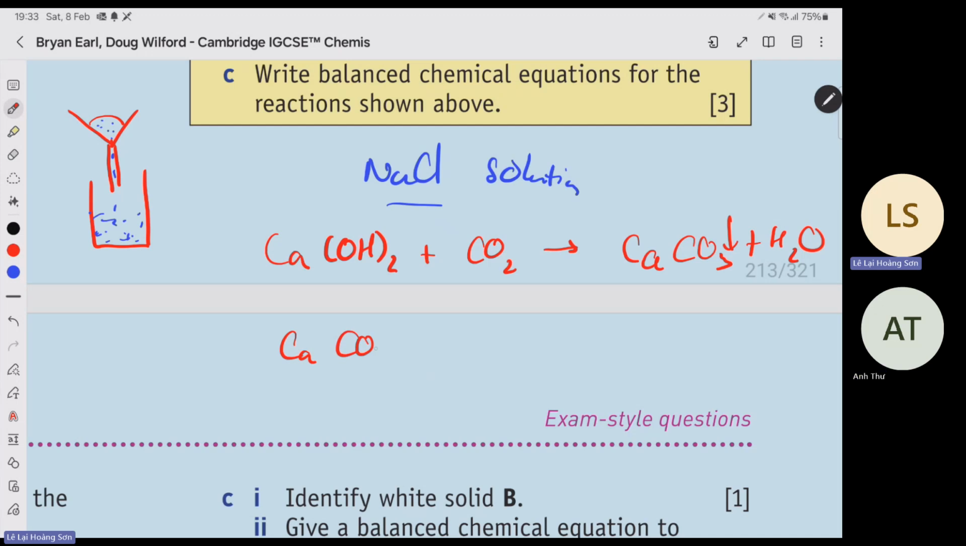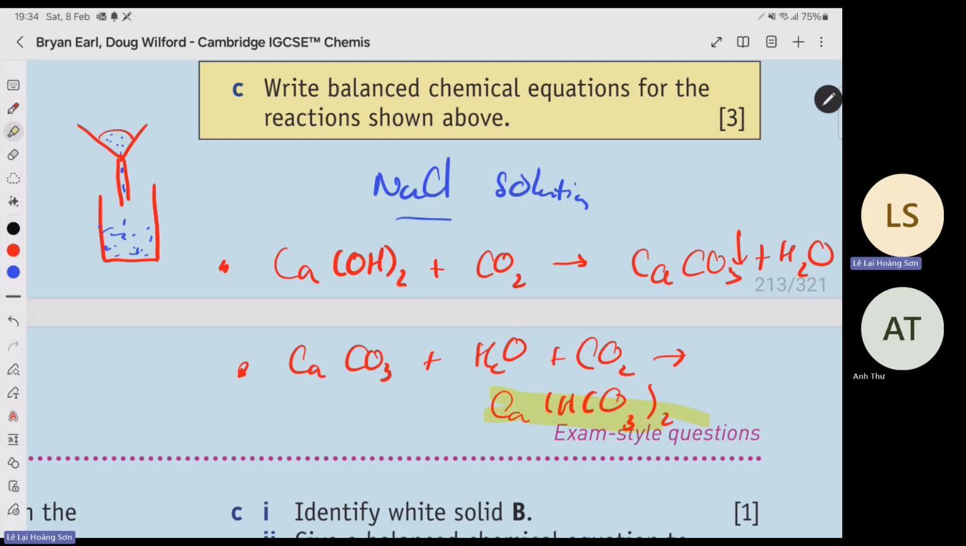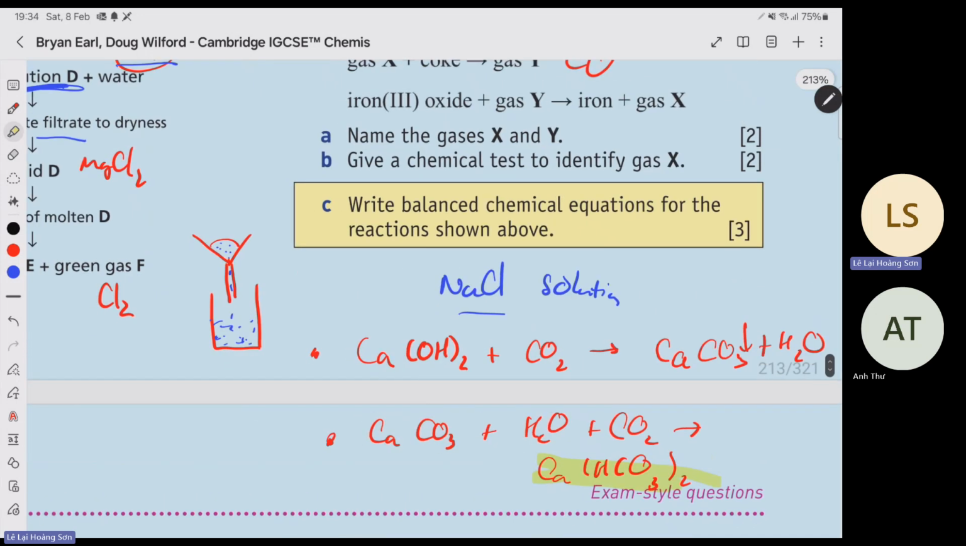But if you keep bubbling the CO2 into the precipitate, it's going to dissolve the precipitate, right? Because you form calcium hydrogen carbonate. So this is another reaction. The observation is this: you see a white precipitate formed, and if you keep bubbling the carbon dioxide into the solution, it will dissolve the white precipitate. We have a second reaction because calcium hydrogen carbonate is soluble in water. That is the chemical test for gas X.